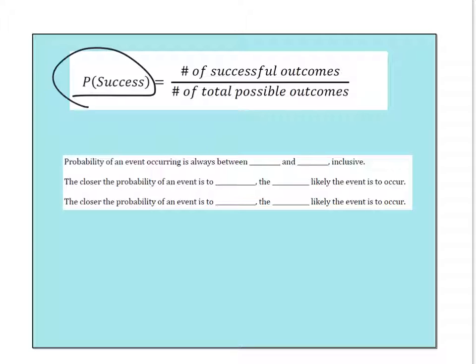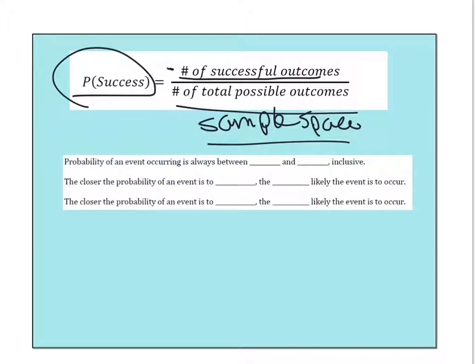Probability is basically the likelihood of something happening. It's going to be your successful outcomes, what you want to have happen, over everything that could happen. So this bottom part is how many items are in your sample space, or how many different situations you have. The probability of an event occurring is always between 0 and 1. The closer it is to 0, the less likely it's going to occur. The closer it gets to 1, the more likely it is.